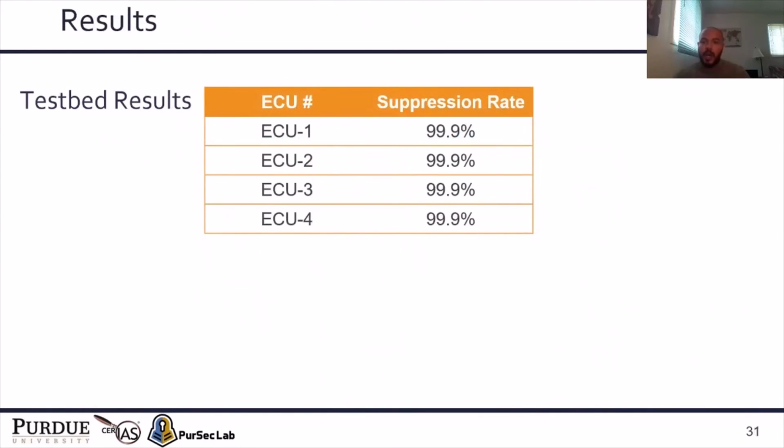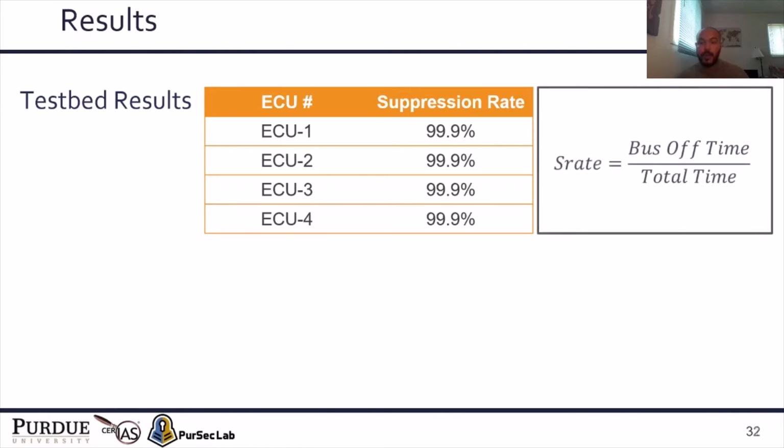For validation, we evaluated the STS attack on both a testbed and a real vehicle. On the testbed, we connected 4 ECUs, each transmitting 4 periodic message IDs. We were able to map all the IDs to their source ECUs with 100% accuracy. To evaluate the persistence of our bus-off attack, we define a metric called the suppression rate, which represents the amount of time the victim is kept in the bus-off state as a percentage of the total experiment time. As can be seen in the table, we were able to achieve a suppression rate approaching 100% on all ECUs.